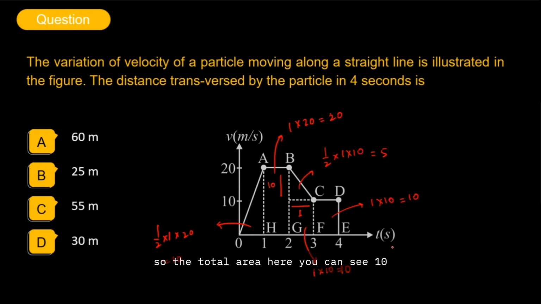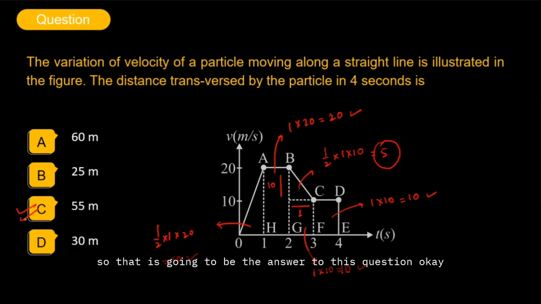So the total area here you can see 10 plus 10, that is 20, 20 plus 20, 40, 40 plus 10, that is 50, 50 plus 5, 55. So that is going to be the answer to this question. So see, these questions are not that much difficult. You need to understand the basics, which we discussed in the last class.